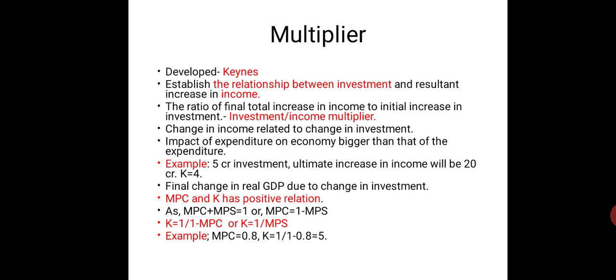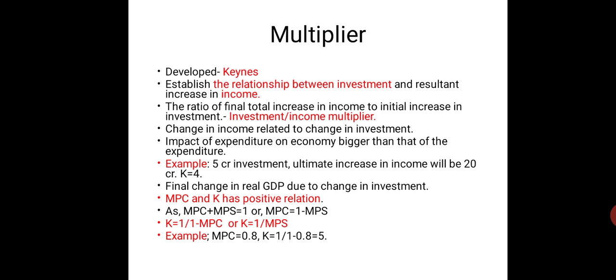So basically, the concept of multiplier tells us what the change in income may be as a result of the change in investment. The ratio of the final total increase in income to the initial increase in investment is considered to be the investment or income multiplier by Keynes. According to him, the impact of expenditure on the economy is bigger than the expenditure itself.